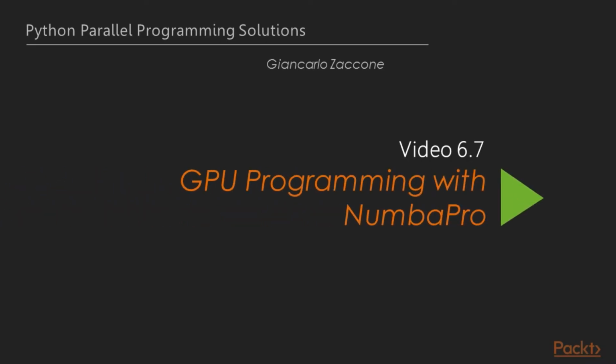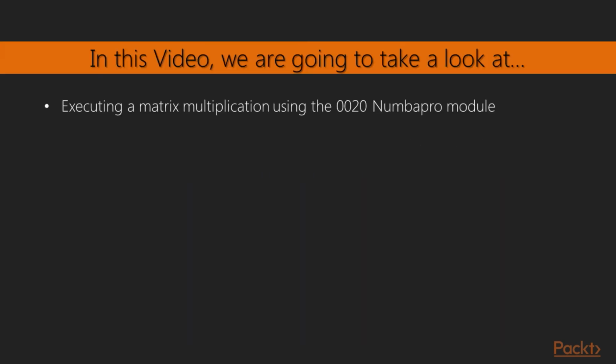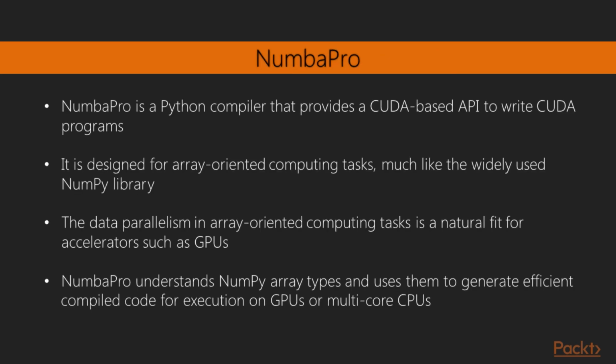Welcome to the 7th video of this section, GPU Programming with Numba Pro. In the previous video, we carried out the MapReduce operation with PyCUDA. In this video, we give a demonstration of the Numba Pro compiler using the annotation @guvectorize. Numba Pro is a Python compiler that provides a CUDA-based API to write CUDA programs. It's designed for array-oriented computing tasks, much like the widely used NumPy library. The data parallelism in array-oriented computing tasks is a natural fit for accelerators such as GPUs.